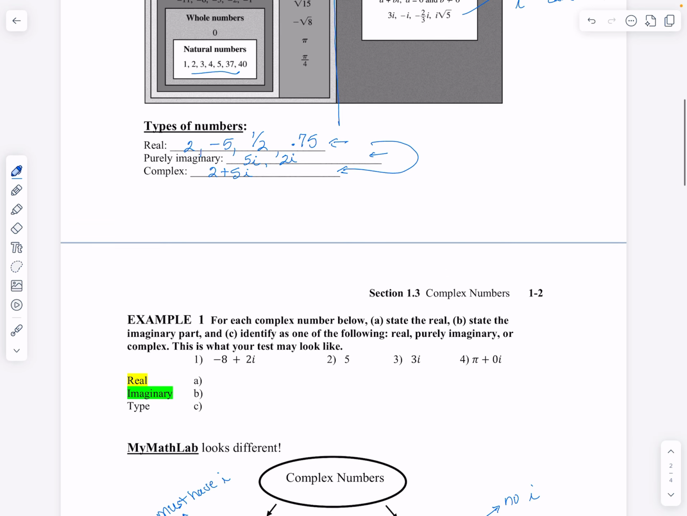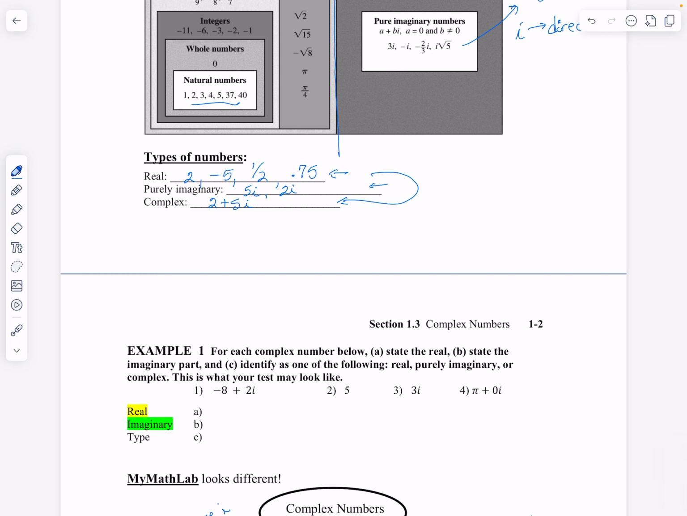I'm going to be asking you to look at each one of these and we'll decide what's the real part, what's the imaginary part, and what kind is it. The real part in this one is -8. The imaginary part is 2i. And what kind is it? It is a complex number. It has both. For 5, that's the real part. There is no imaginary part, so this is a real number.